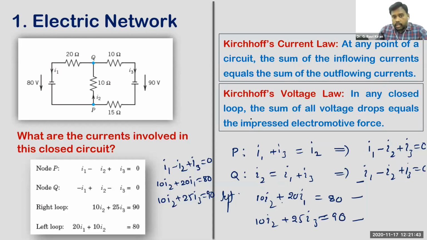Now, when I use Kirchhoff's voltage law in two different loops here, we have two loops. We are calling this the left loop and the other one the right loop. This is the left loop and this is the right loop. In the left loop, you can see there are two resistors.